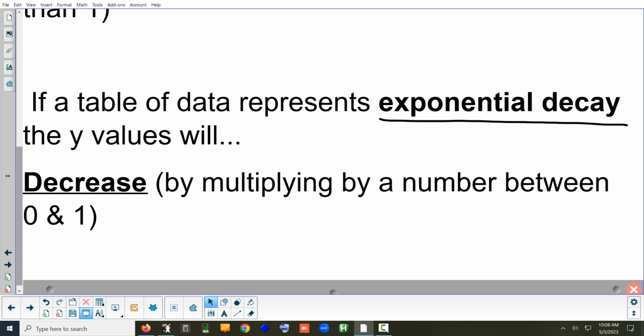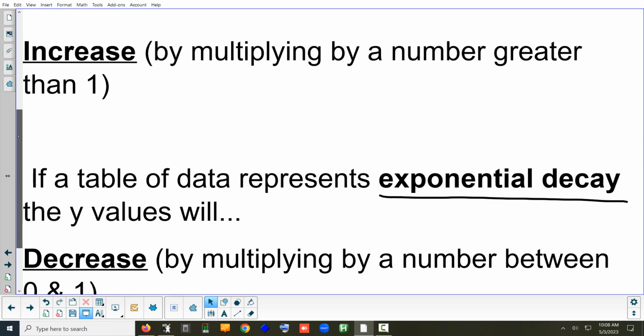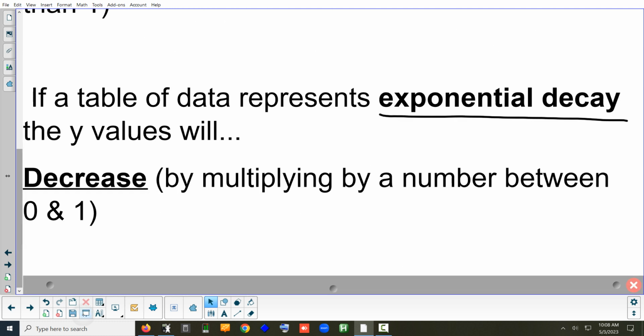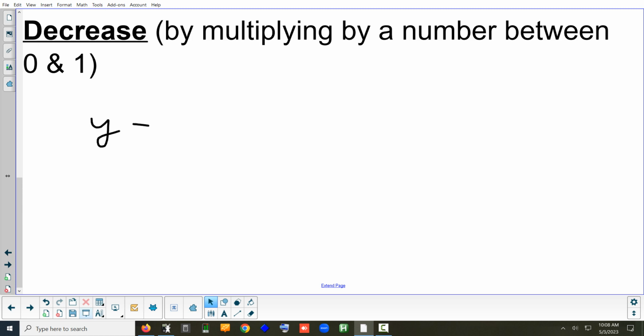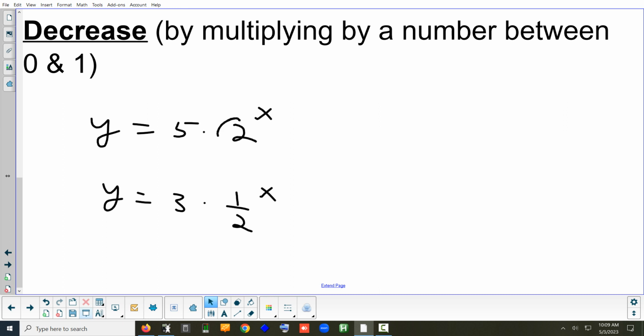It doesn't matter what the a value is. When you're looking for growth or decay, you're looking at the b value. So let's say we had y equals 5 times 2 to the x, and y equals 3 times 1/2 to the x. Which one of those would be growth? The top one. Because the b value is 2. So this would cause your numbers to double each time.